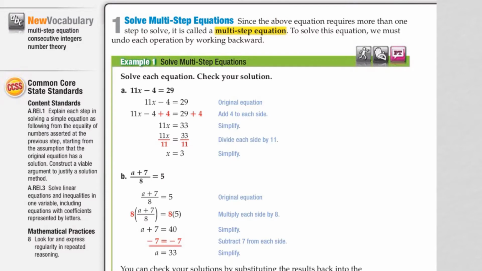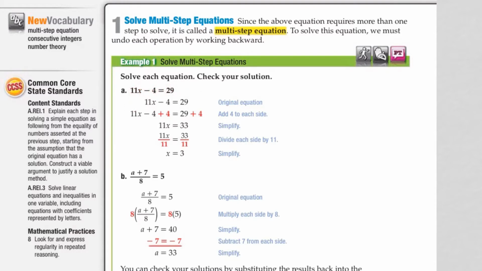Now, a multi-step equation, they're saying, is an equation that takes more than one step to solve for the variable. Meaning we're going to do more than one thing. Same thing though, we want to get x and we want it to be single. It wants to be single. So take a look at this example right here. Solve each equation, check your solution.